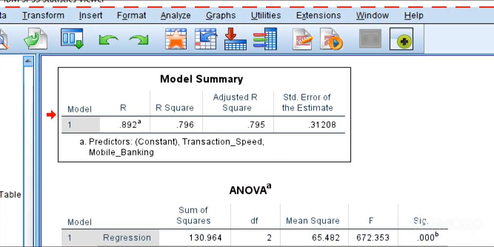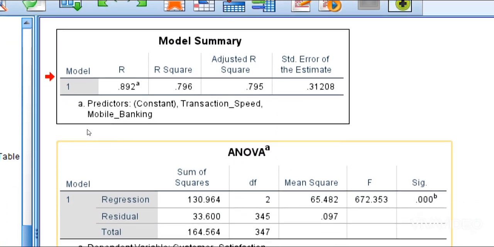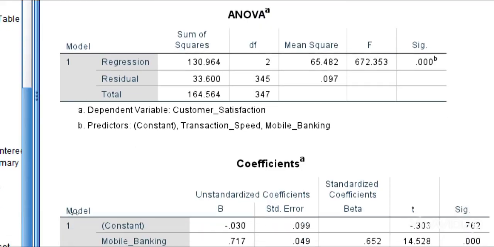Struggling to read SPSS regression output? Here are the only three tables that matter.